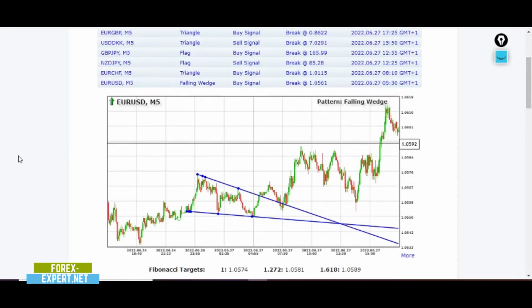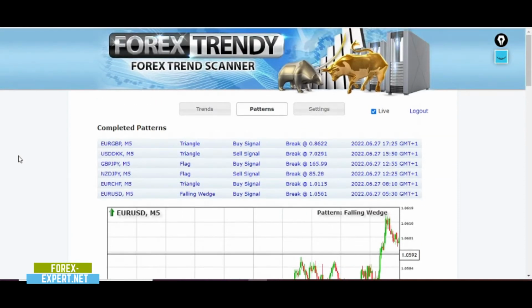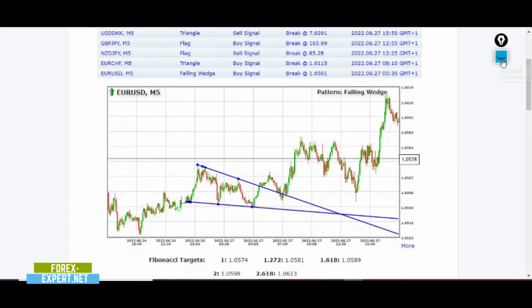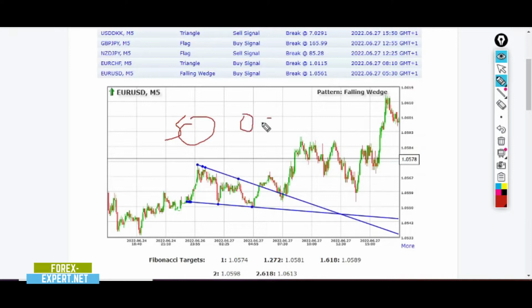So the first trade of the day here on the 5-minute time frame is EURUSD. We have a falling wedge buy signal, break at 0.561, very close to the 50 level. So pay attention, guys, to levels that are very important, the 50 and the 00. When the price is very close to the 50 and 00, you have to wait a little bit because it's going to retest before taking off or falling down.